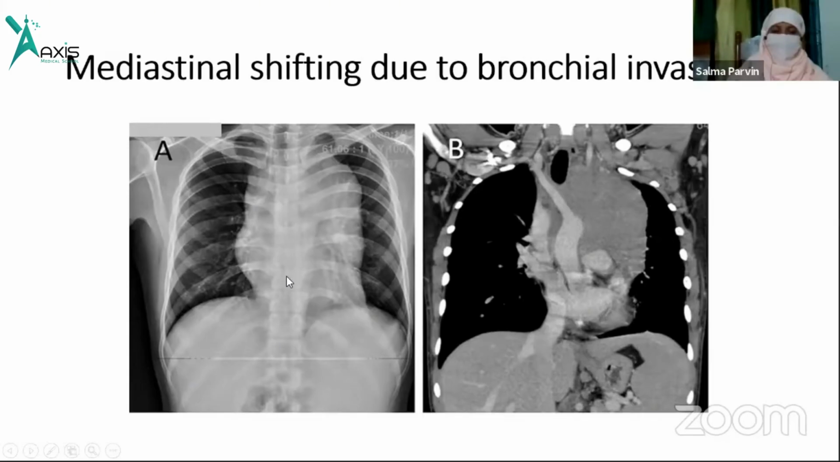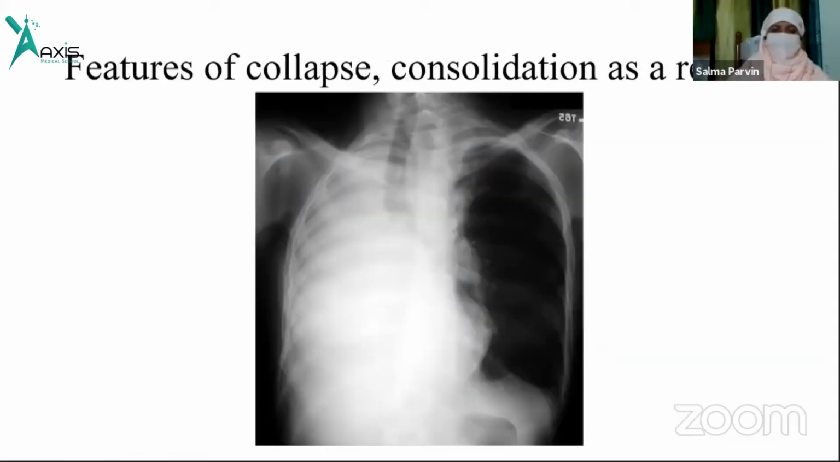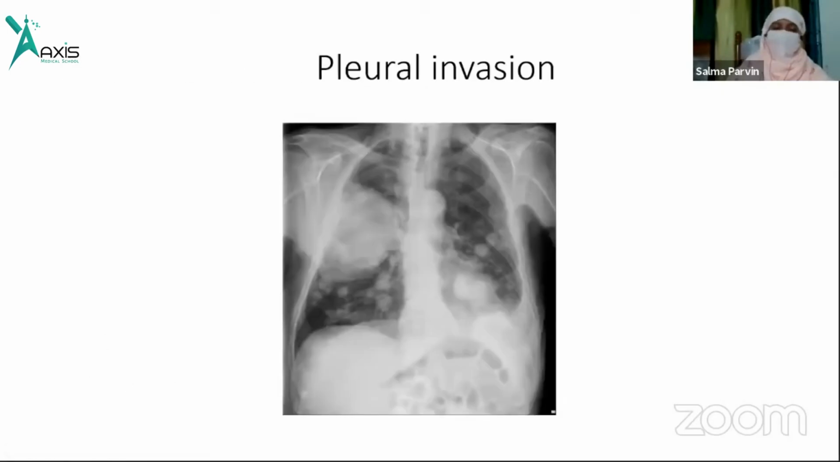And most of the heart is on the left side. So the mediastinum gets shifted as we have seen in the upper films here. This is a very typical picture of a mediastinal shifting to be studied here. And this really happens when there is collapse and mediastinal shifting is very obvious here. There is pleural invasion. We can go through that.